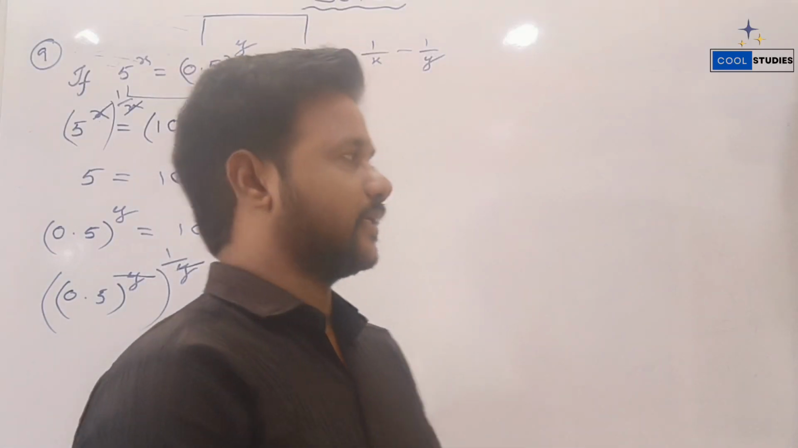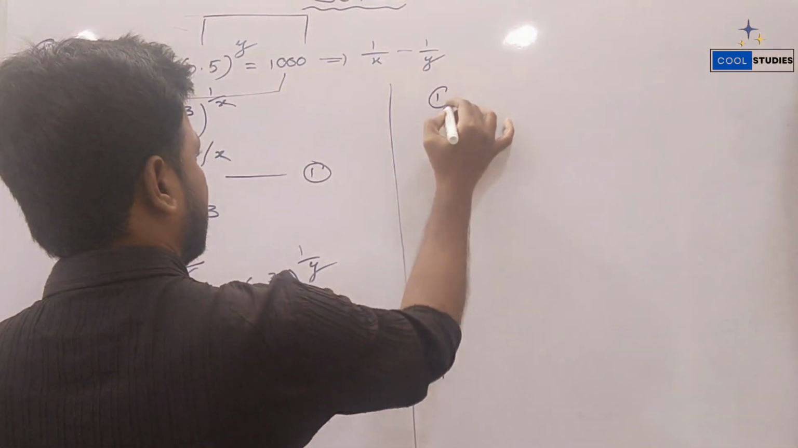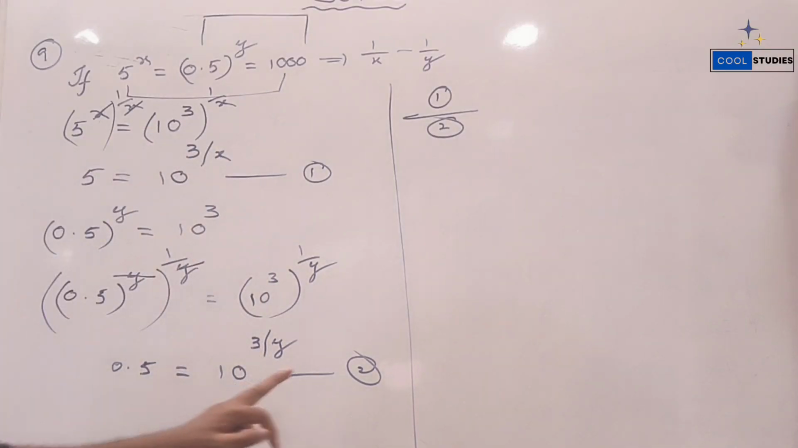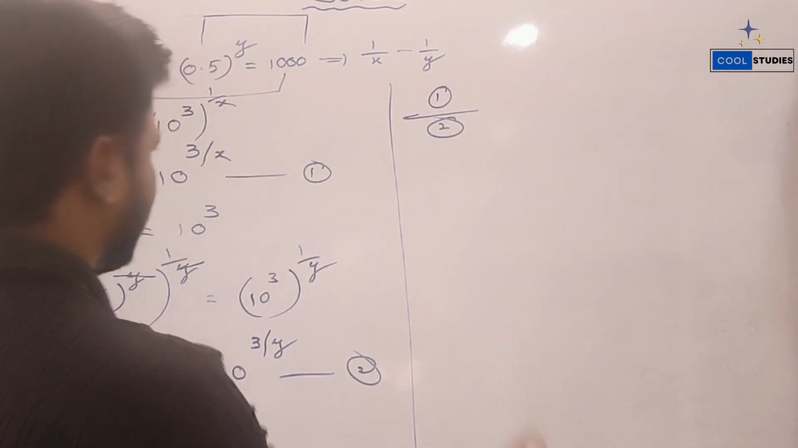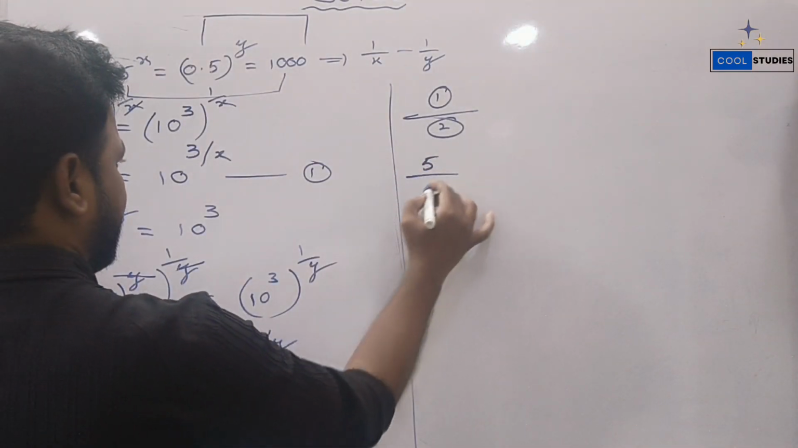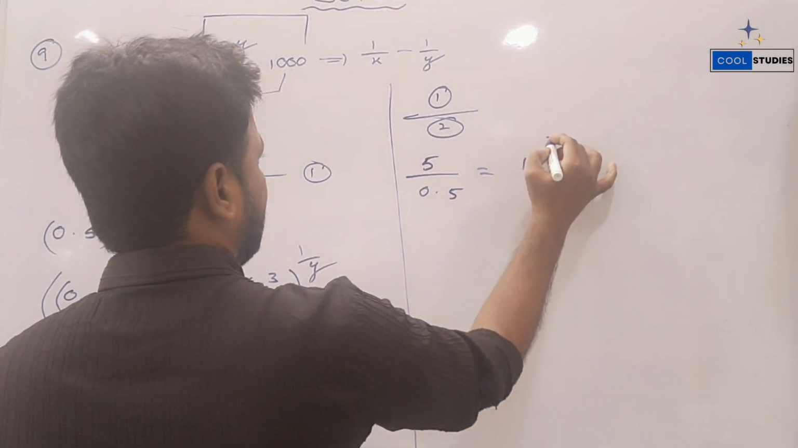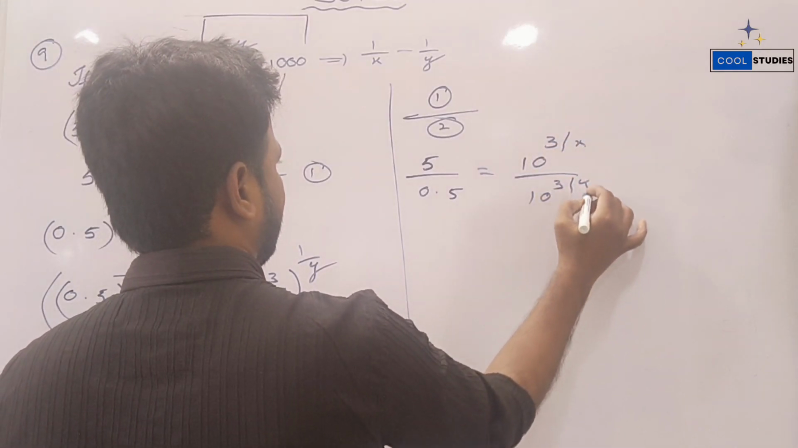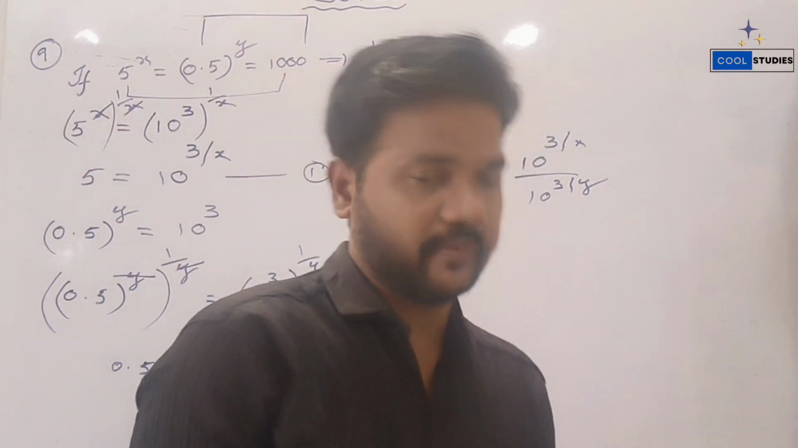Now let us divide 1 by 2. I am dividing equation 1 by equation 2. If you divide, then what do we get? 5 by 0.5 is equal to 10 power 3 by x divided by 10 power 3 by y. Right? We are just dividing equation 1 by equation 2.